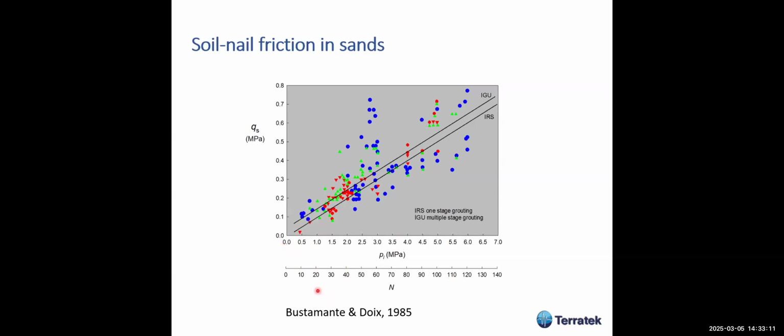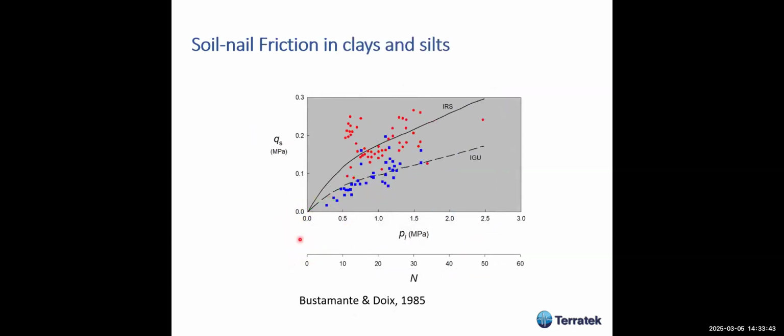But the problem is, here you have the SPT value. And SPT in the beginning here is 0 to 10 to 20. So here, an SPT of 20 is a hard soil. And still, we have a very large scatter. So if you have a soil with an SPT of 5, what kind of friction can you use? It's impossible to extract this information from this type of plot.